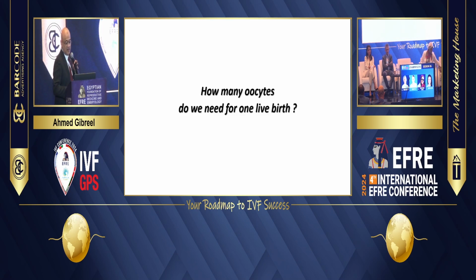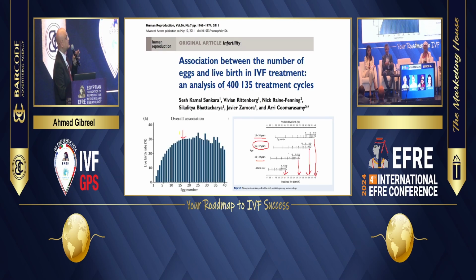The question of how many oocytes we need for one live birth has been addressed by some publications. Publications have shown that if you do one cycle and you get 15 oocytes, that's fine to secure the maximum live birth rate chance for the woman. If you get more and more oocytes, it should plateau until 20 oocytes. After that, the live birth rate will decrease and the risk of ovarian hyperstimulation and of the IVF cycle will increase.